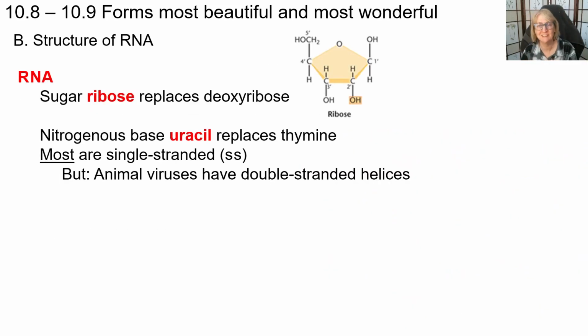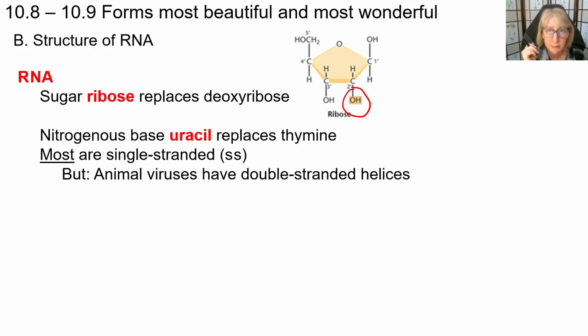RNA has a different structure than DNA. It's a different molecule that does different things. We're going to replace that deoxyribose with ribose. Ribose has not been deoxied, so it has its OH still there. We're going to replace thymine with uracil. Uracil is actually less stable than thymine. It, in solution, easily converts into cytosine, which kind of messes up the message a little bit if you were using it to code for your proteins. It's good for a temporary set of code, but not for keeping code for a lifetime. Most RNAs are single-stranded, but some of our animal viruses have double-stranded helices of RNA.